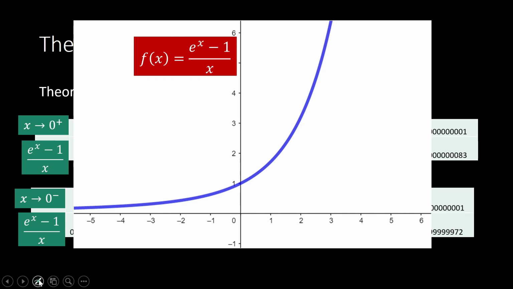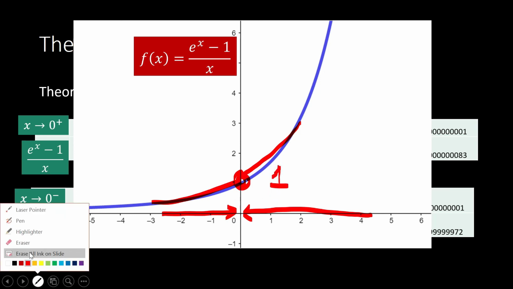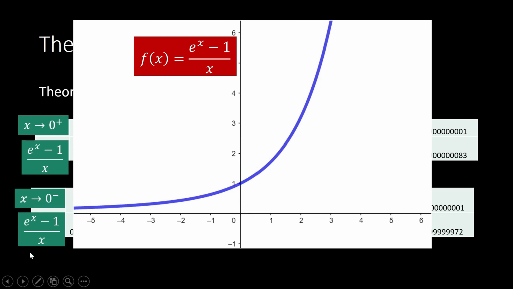And look at this. As x approaches 0 from the right, our function approaches that point. As x approaches 0 from the left, our function approaches this same point. And what is the value of our function at that same point? It's equal to 1.